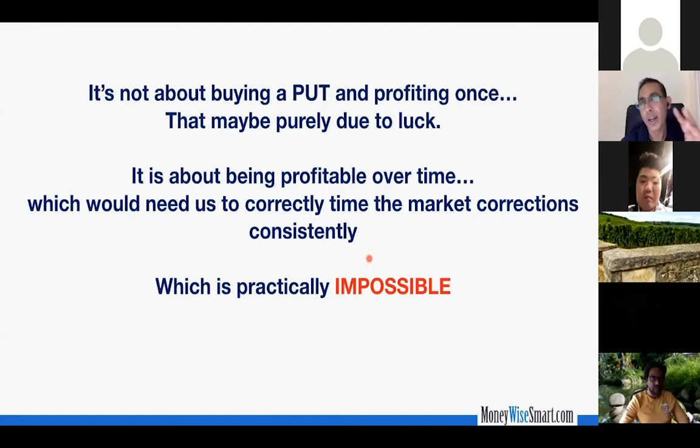I mean, of course, you can integrate buying a put option with other strategies, and you can come out a winner, but just keep this in mind. Okay, so if it is impossible to make money buying a put option, then why did I waste your 1 hour telling you about put options?